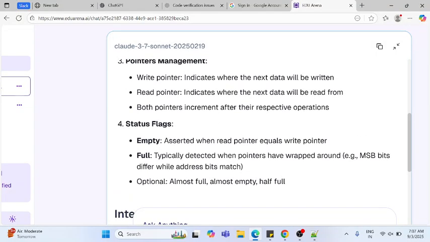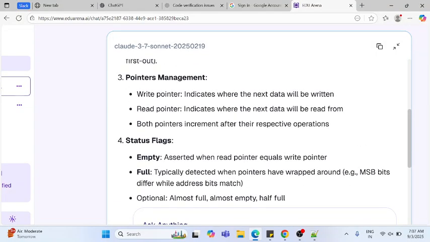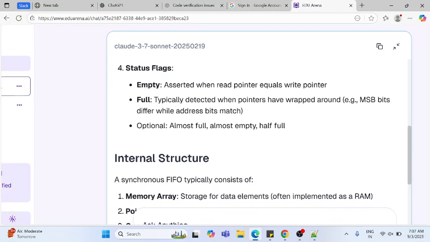Status flags. So there are two things. One is called pointer, another one is called status flag. Synchronous FIFO has two pointers. One is called write pointer, another one is read pointer. We have two status flags. One is called empty, another one is called full. Empty is asserted when read pointer equals write pointer.